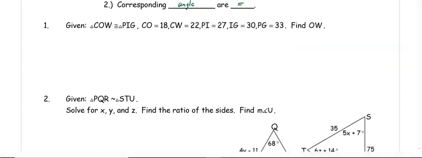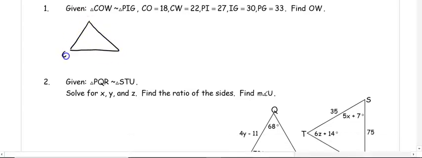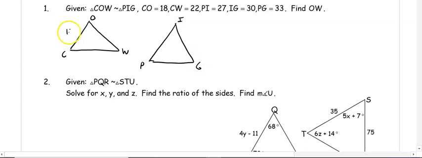So we are given that triangle COW is similar to triangle PIG. We're going to draw two triangles. So we have COW and PIG. So we know that CO is 18, CW is 22, PI is 27, PG is 33. IG is 30, and we want to find OW.